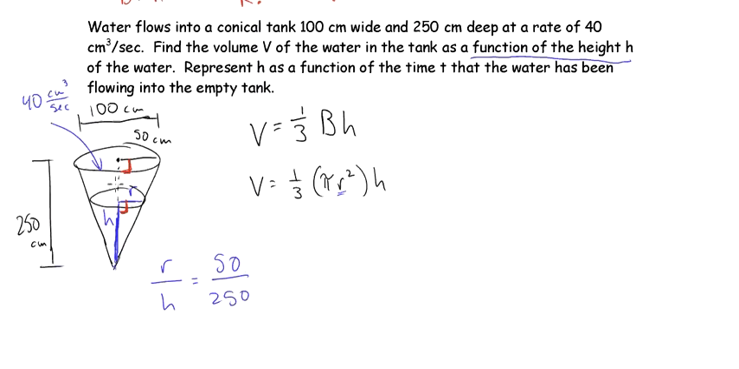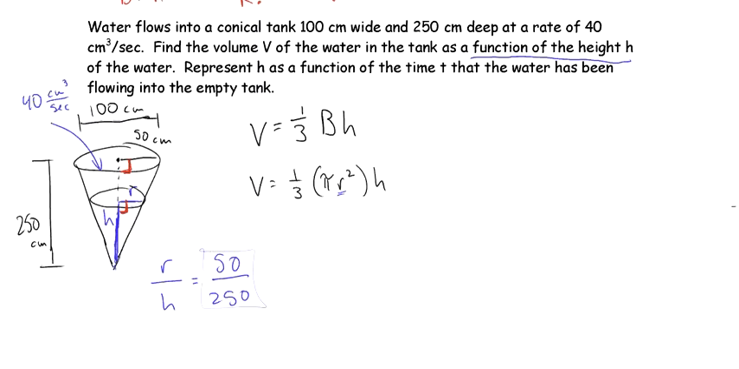I think the filled out notes have it as the radius of the cone divided by the radius of the water, so it has 50 over r is equal to the height of the cone, 250, over the height of the water. And that one works as well. But here we go. So the radius of the water divided by the height of the water is equal to the radius of the cone divided by the height of the cone. And now this here will simplify down to 1/5.